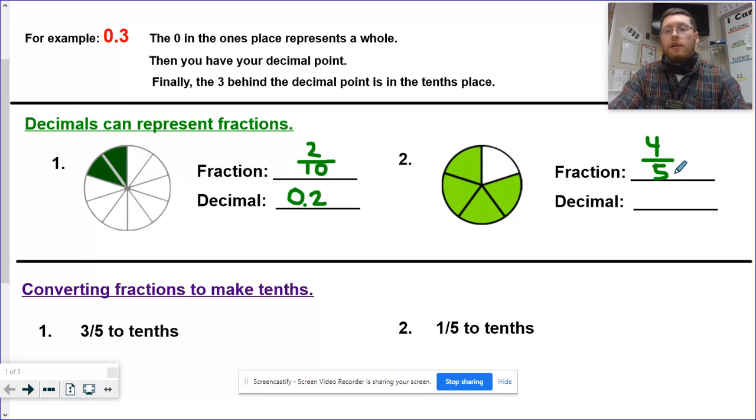I'm going to take this. Now, how do I get from fifths to tenths? Because I want to change them to tenths. I multiply this by 2, because 5 times 2 is 10. Whatever I do to the bottom, I have to do to the top. 4 times 2 is 8. So this is actually 8 tenths. If I were to break all of this into 10 equal pieces, I would have to shade in 8 to be equivalent to 4 fifths. I would write my decimal as 0.8.